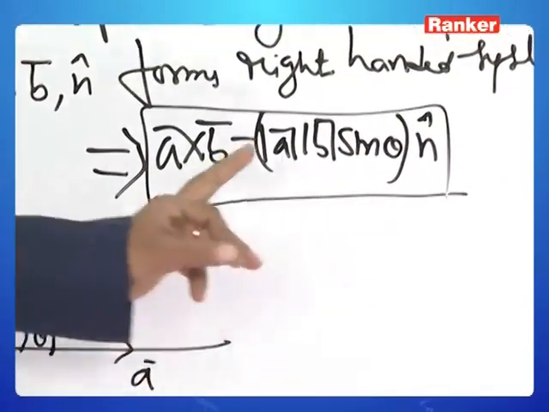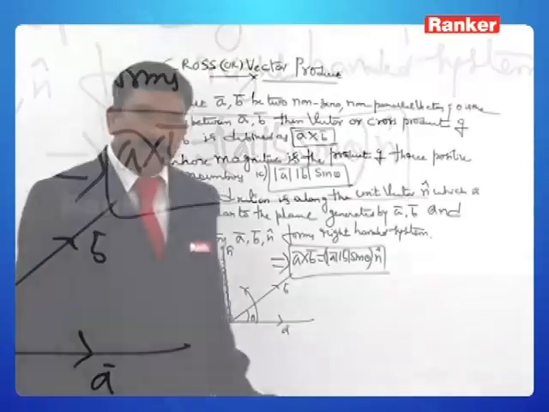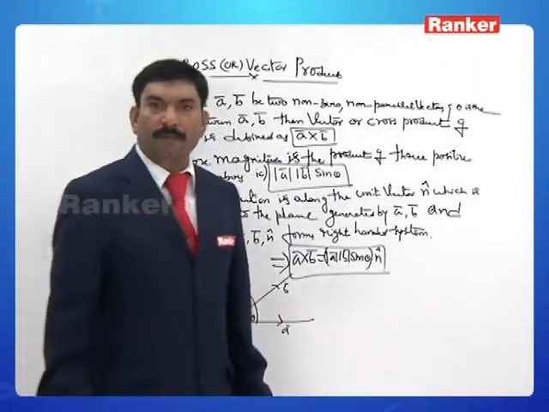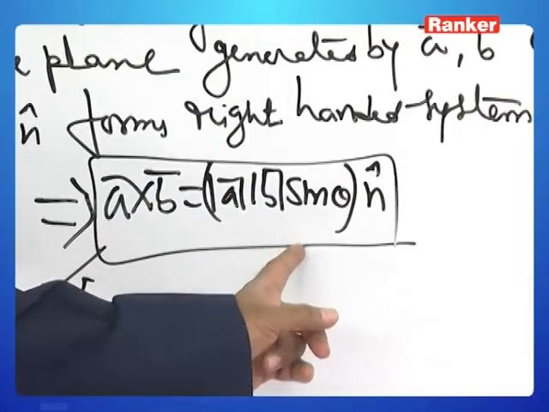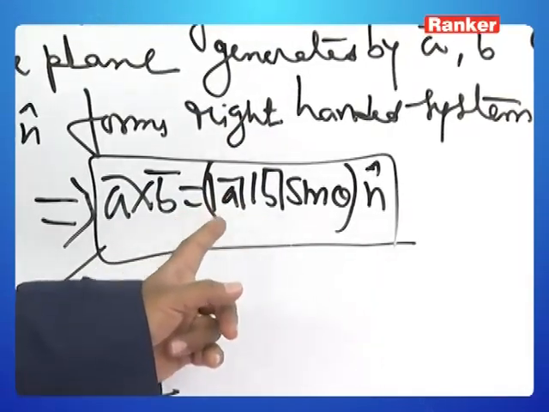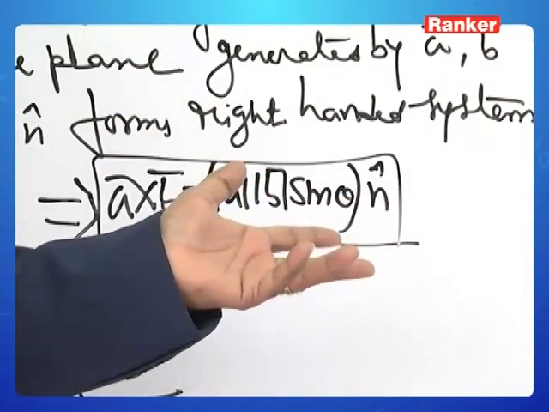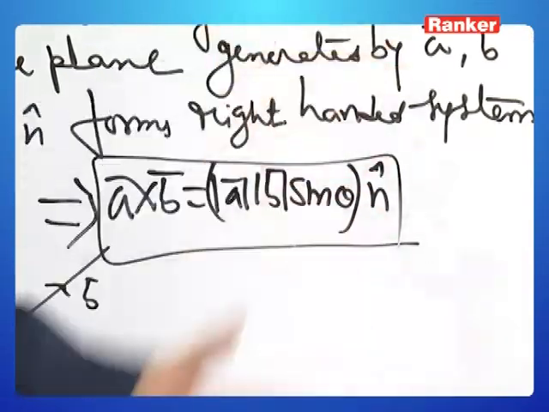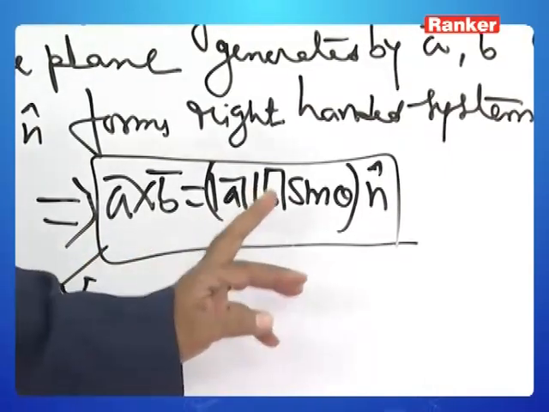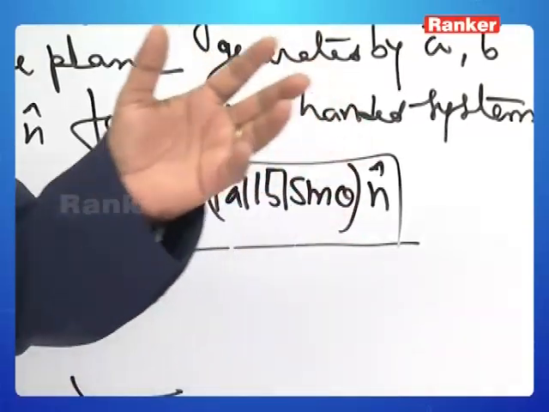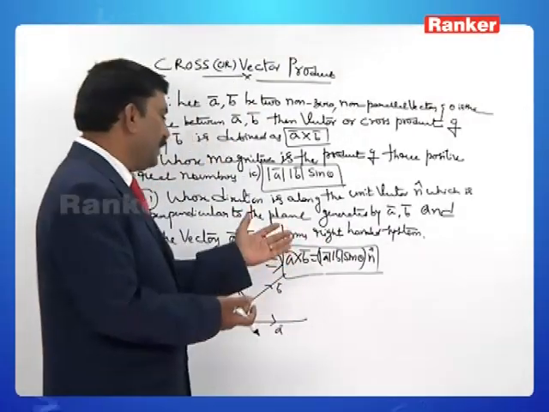Why? Scalar multiplication of a vector is once again a vector quantity. This is a vector. When the RHS is a vector, it is quite obvious the LHS must be a vector. Therefore, A bar cross B bar is equal to mod A mod B sine theta into what? N cap. This is the direction.